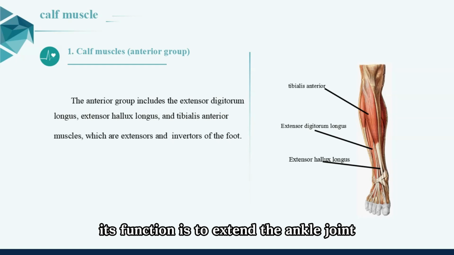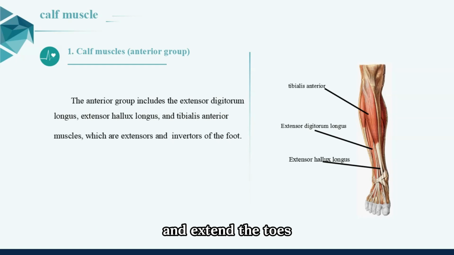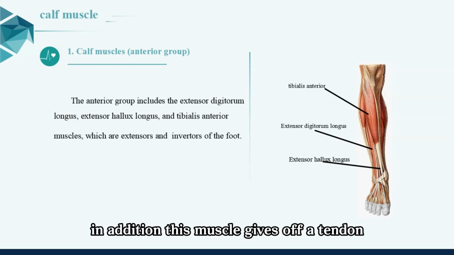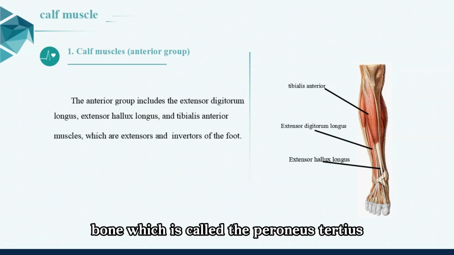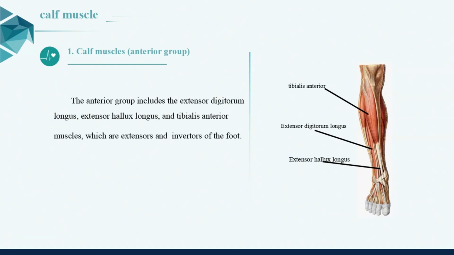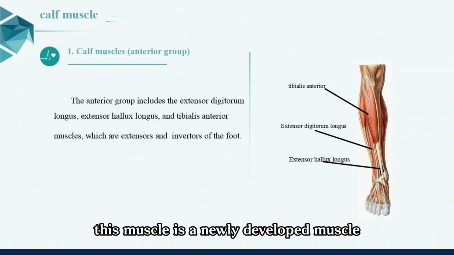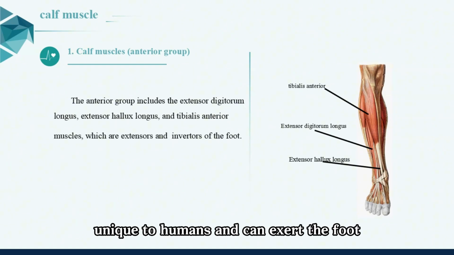Its function is to extend the ankle joint and extend the toes in addition. This muscle gives off a tendon that terminates at the base of the 5th metatarsal bone, which is called the peroneus tertius. This muscle is a newly developed muscle, unique to humans, and can evert the foot.